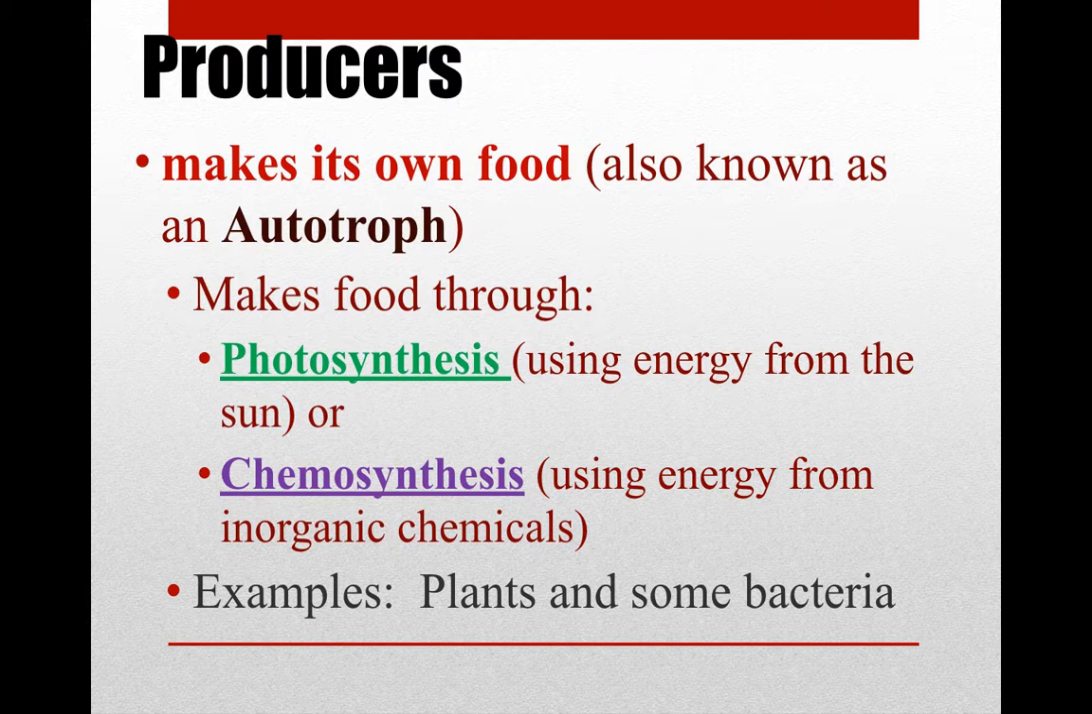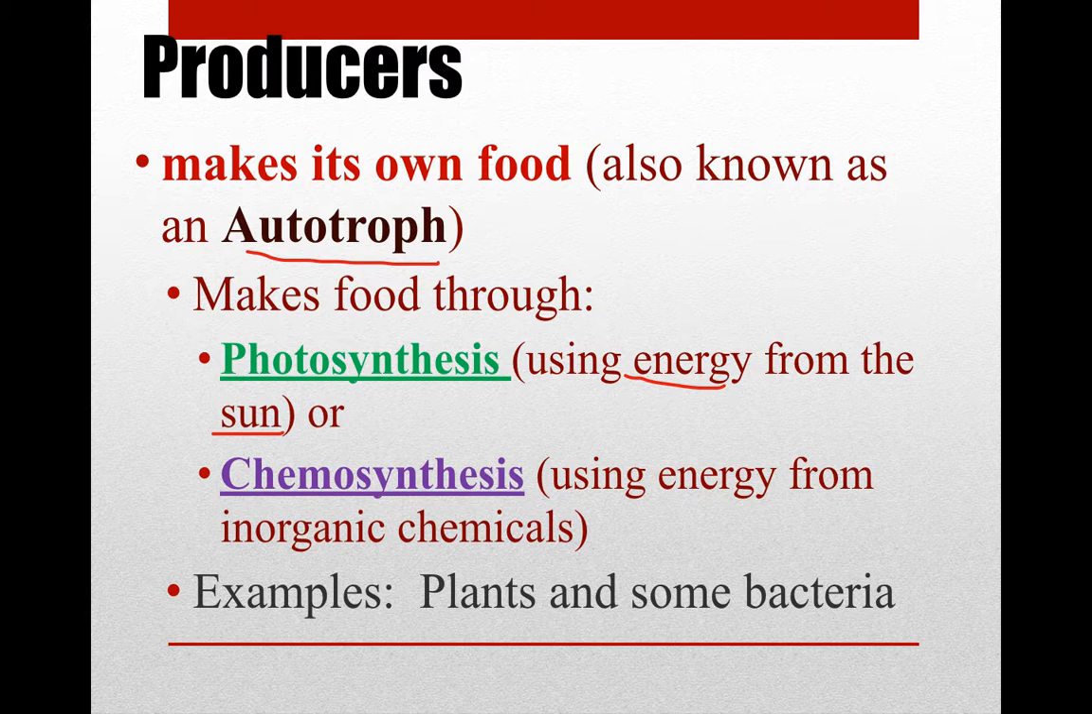Producers make their own food. They're also known as autotrophs. Auto means automatic; you can make your own. So they make food through two different ways. The first way is called photosynthesis, like I mentioned, which uses energy from the sun. This is the most common type of producer. It's basically what we see all around us, all the plants that we have.